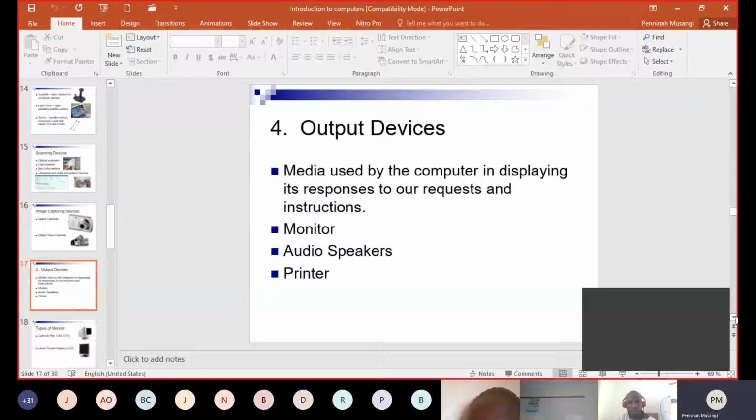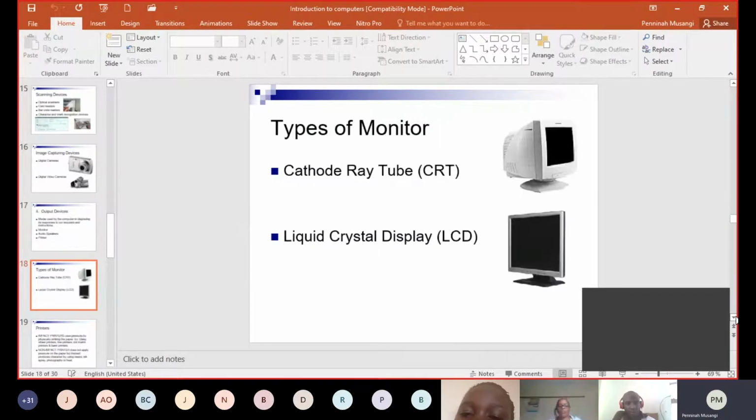So what are they doing? They are translating what is in the computer into what a human can understand, or they are displaying the responses to the user. We have these types of monitors, the cathode ray ones, which were from a long time ago. We now have the LCD or liquid crystal, and even the curved ones.